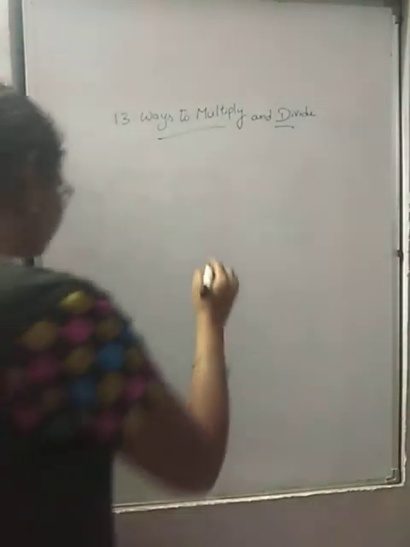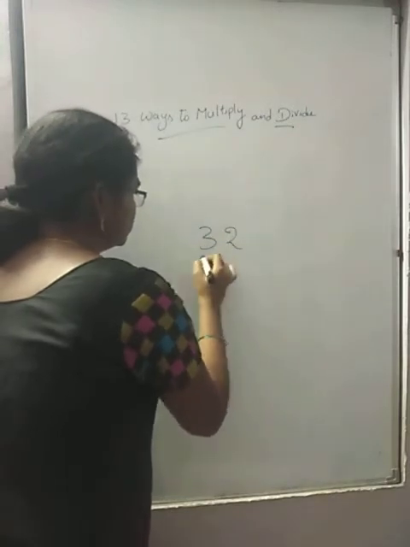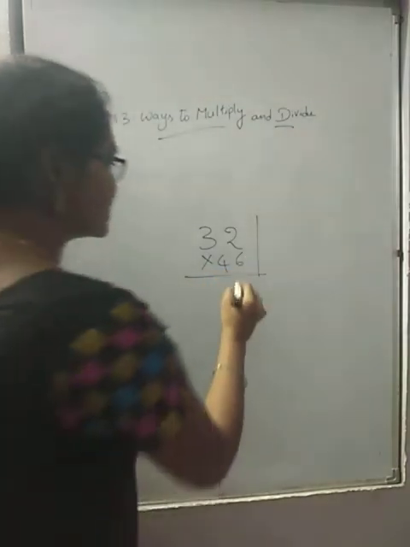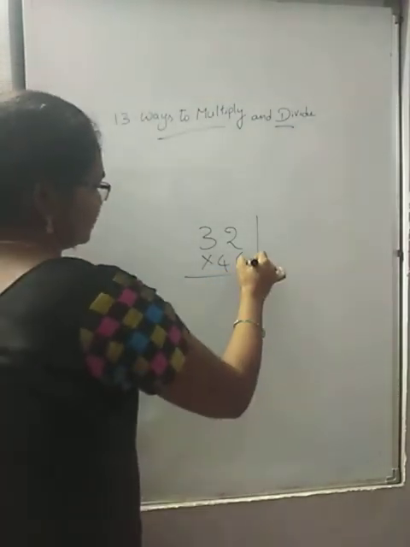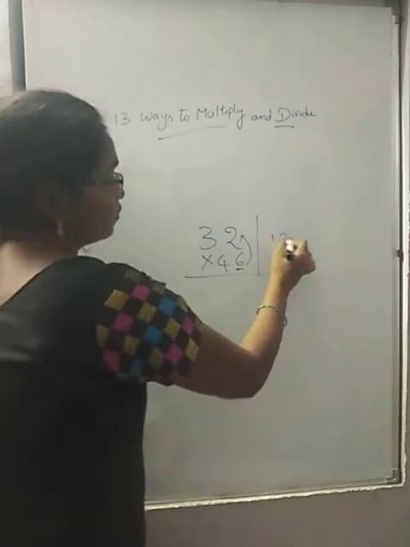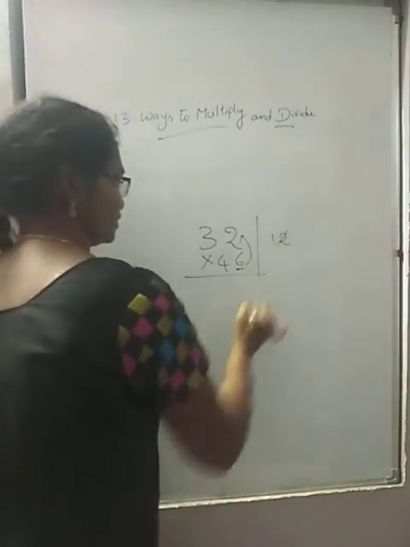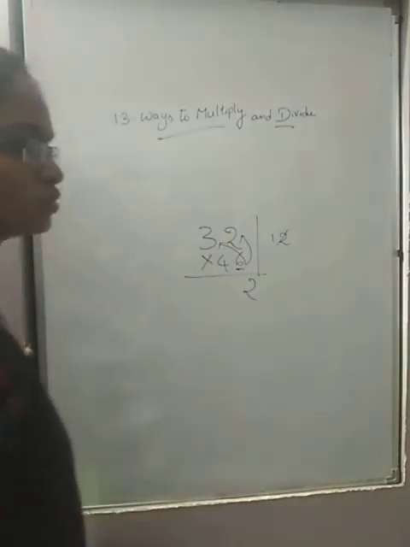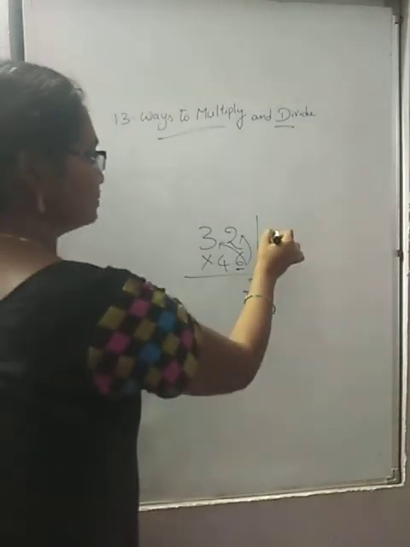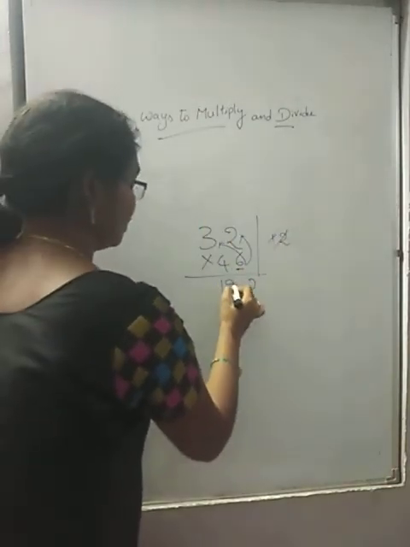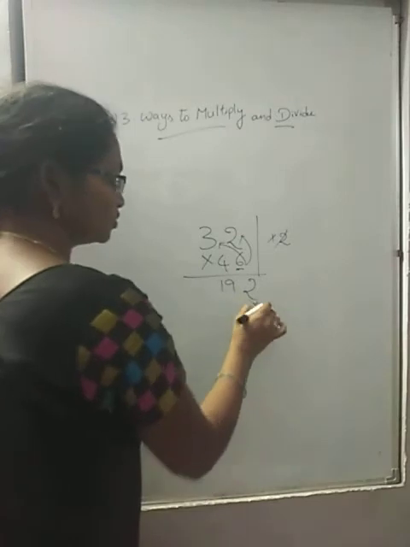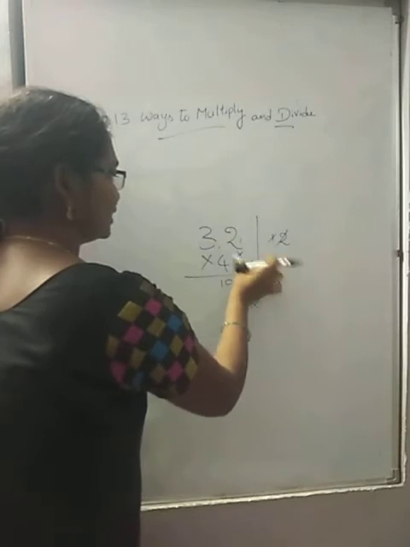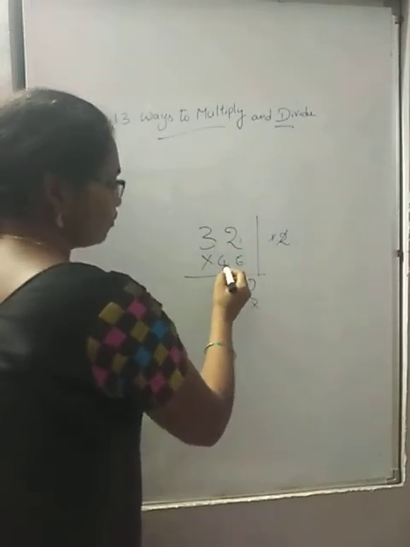Here see, 32 into 46. 6 first, ones place we should take. 6 2s are 12. Ones place 2 only first we should write. Next 1. This 1 goes to tens place. So 6 3s are 18. 18 plus 1 is 19. This first ones place we should keep, all one time completed, and next time going to tens place. So 4.